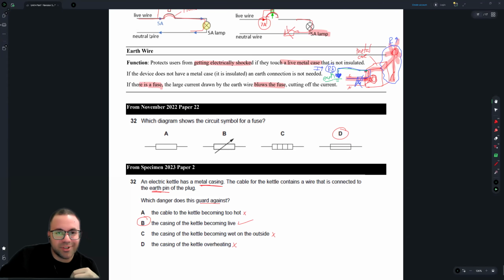And that, ladies and gentlemen, is unit 4, at least the first half, electricity. Next time is magnetism.